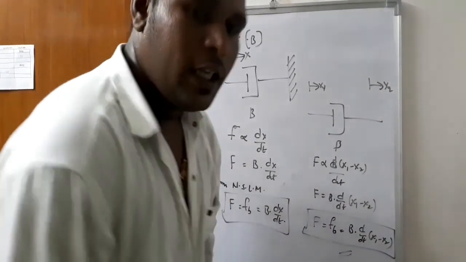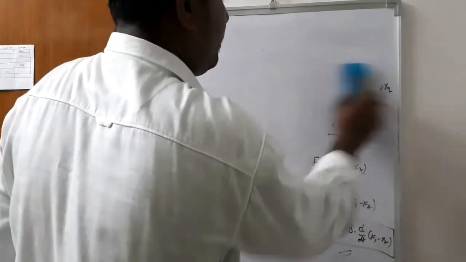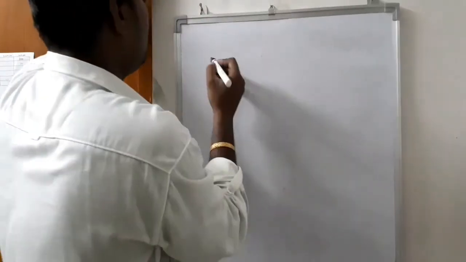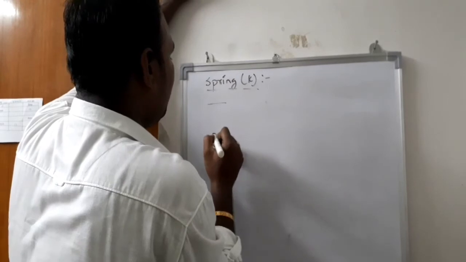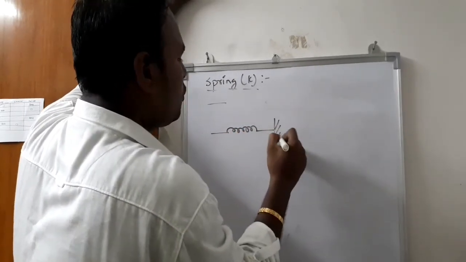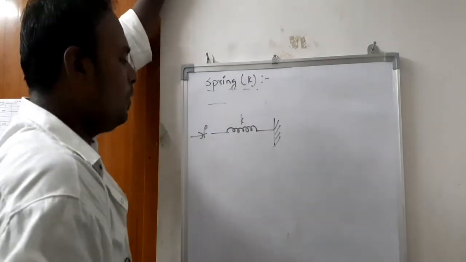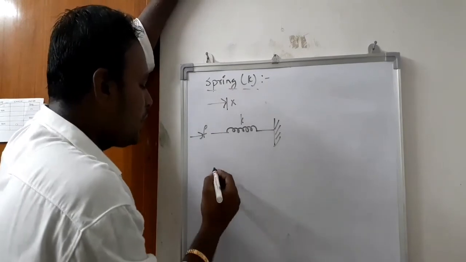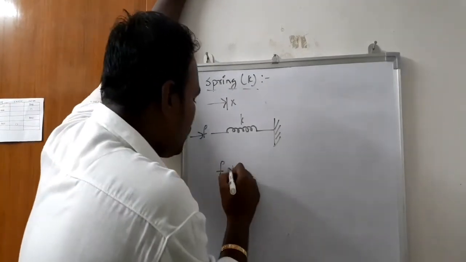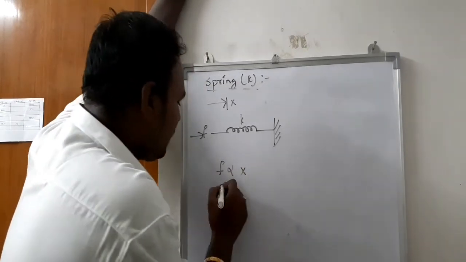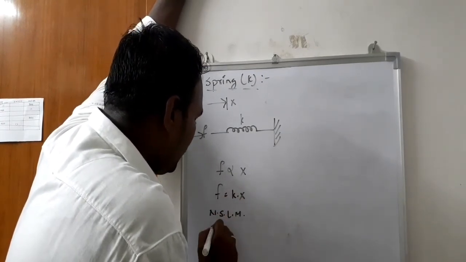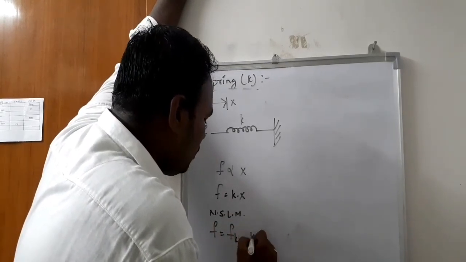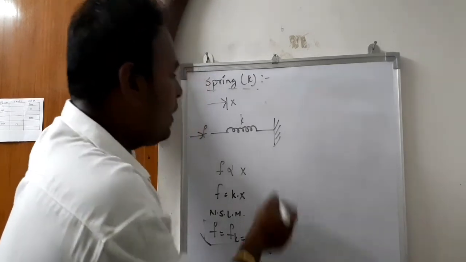Next we are going to see the stiffness spring. See here, the stiffness of the spring is represented as K, and the structure of the spring is like this. When it is fixed at one end and a force F is applied, the displacement is x. We already know that force is directly proportional to displacement x. To remove the proportionality constant, F is equal to Kx. From Newton's second law of motion, F is equal to Fk is equal to Kx. This is the expression we got when it is fixed to a reference.